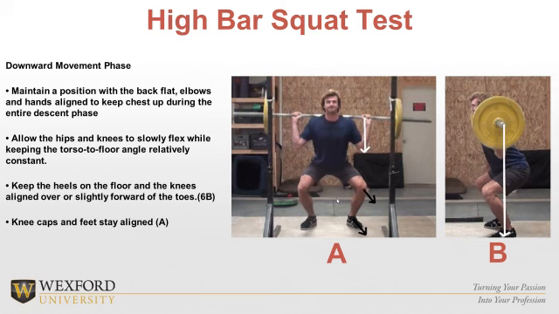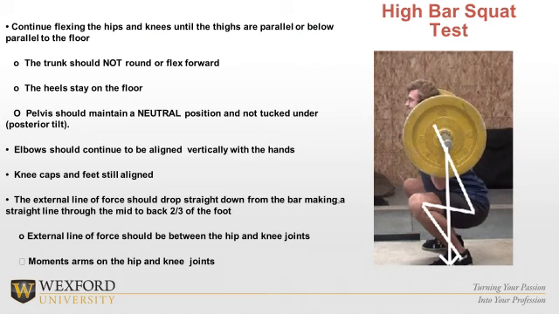Maintain a position with the back flat, elbows and hands aligned to keep the chest up during the entire descent phase. Now you allow the hips and knees to flex slowly while keeping the torso to floor angle relatively constant. Keep the heels on the floor and the knees aligned over and slightly forward of the toes. Keep the kneecaps and feet aligned properly through the entire movement. You continue flexing the hips and the knees until the thighs are parallel or below parallel to the floor.